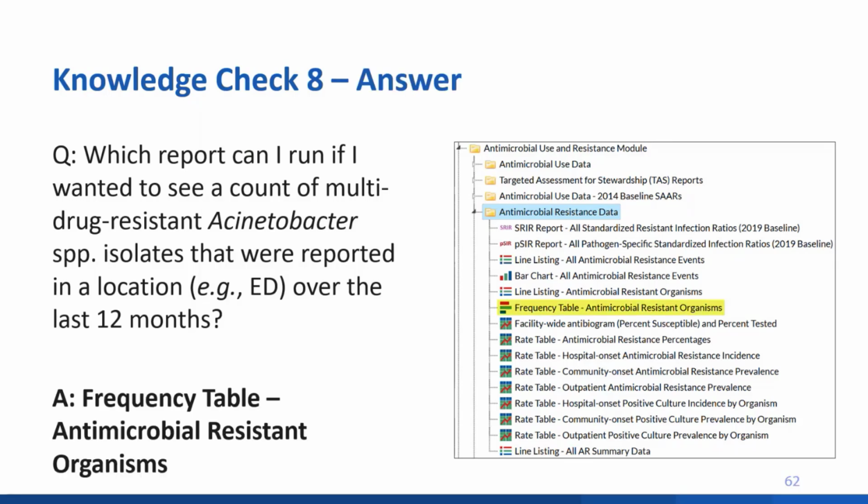So this one, the answer is frequency table, antimicrobial resistant organisms report. The scenario wanted to see a count of MDR or multi-drug resistant Acinetobacter isolates reported. So we would turn to one of our AR organisms reports, which contain events that have met an AR option phenotype definition. And the frequency table will display the number of resistant pathogens reported over time.